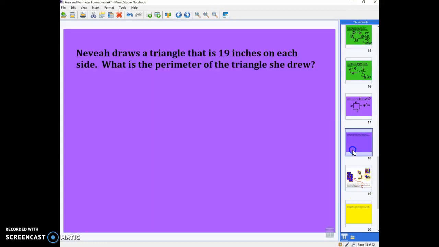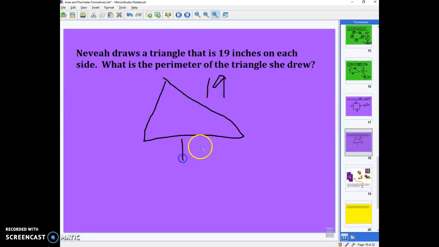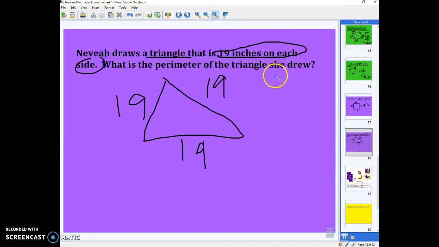Oh, wait, we forgot this one. Oh, but you can do it. It's super easy. It says Nevaeh draws a triangle that has 19 inches on each side. So if it tells you what shape to draw, just draw it as best as you can. Triangle is what I drew, and it's 19 inches on each side, and then just add them up. I'll let you guys solve this one.